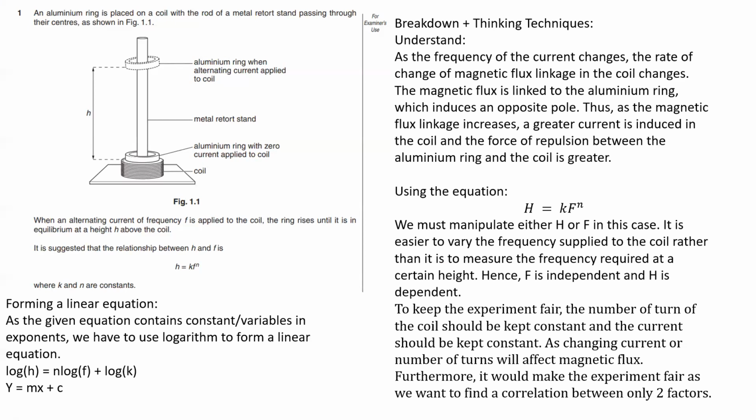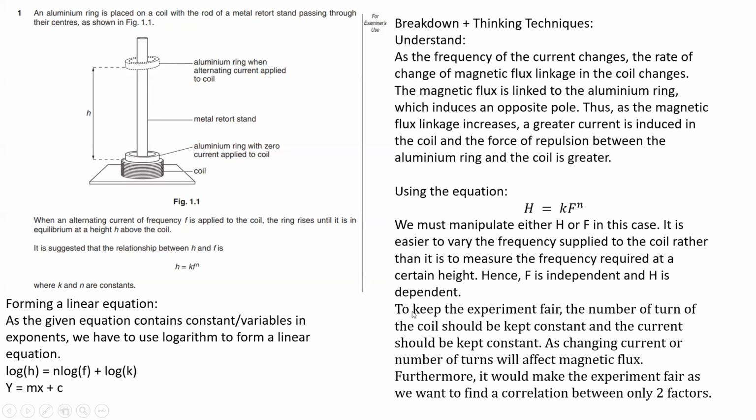So hence F, the frequency of the alternating current supplied to the coil, is independent because it's the easiest to change, and H is dependent because, like I said, it's easier to measure H. So it is easier to vary the frequency supplied to the coil rather than to measure the frequency required at a certain height, like I said.